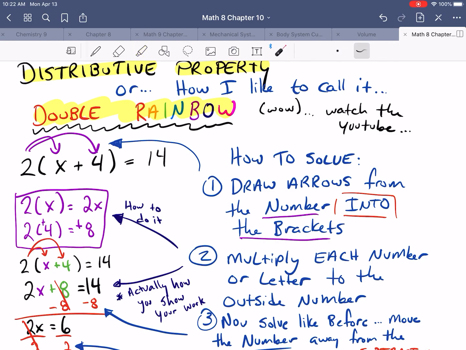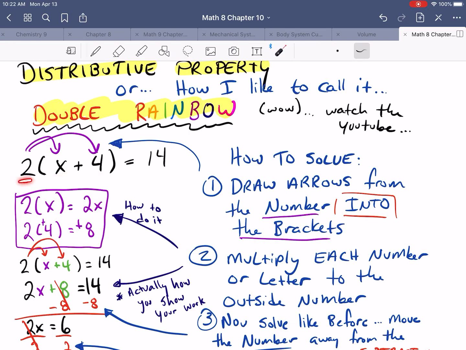So if we look at this particular problem right here, you'll notice that there's a number outside of the brackets, and that's a 2. That's your multiplier. So this 2 is always the number that goes into the brackets. We need to draw arrows like I've done here from the 2 into both parts of the bracket. Even if there were 3 parts in the bracket, we would draw the lines 3 times. That would be a triple rainbow across the sky, and that guy would probably freak out way more. But anyways, this is a double rainbow because there are 2 numbers inside of the bracket.